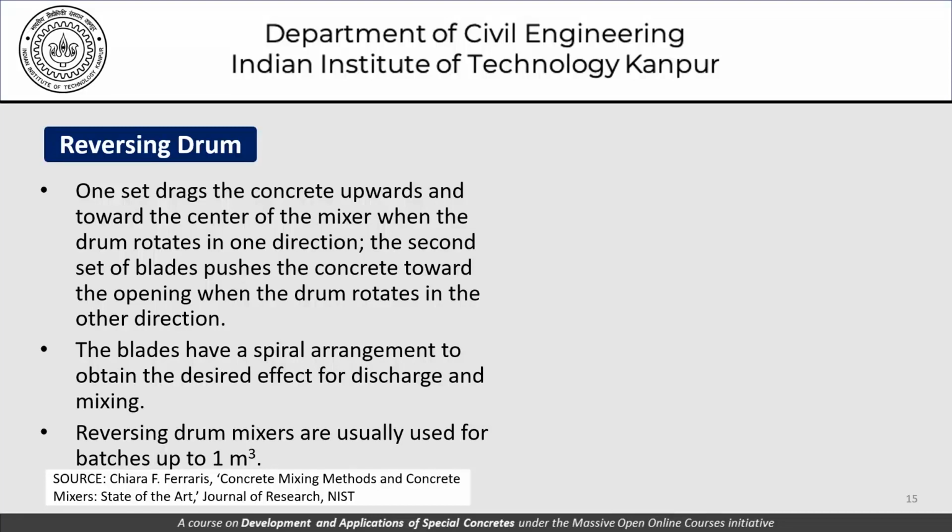These things are very easy to read and listen to, but I think it's best understood if you are able to see some videos or able to visit a batching plant to see how one set of blades help in the mixing and the other set of blades help in the discharge of the concrete from a reversing drum mixer.